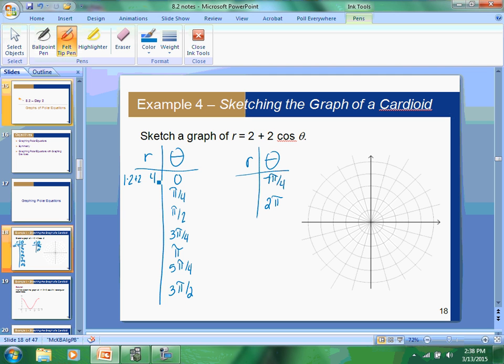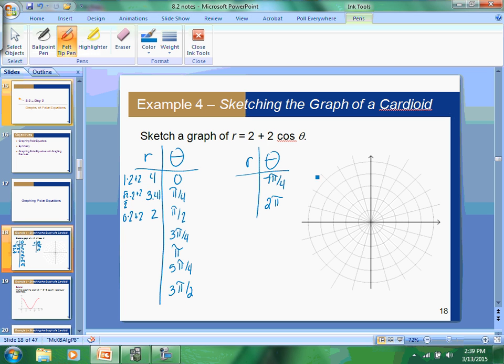Let's see, for pi over 4, the cosine of pi over 4 is square root 2 over 2, and then I have to multiply that by 2, which is going to be square root of 2. Then I have to add 2. So that's really 2 plus the square root of 2, but I'm going to write it as a decimal, 3.41, because I'm going to have to plot that distance on my polar coordinate. So I want to know about how long that little segment's going to have to be. Okay. For pi over 2, the cosine of pi over 2 is 0, and 0 times 2 is still 0, and then when you add 2 to that, you get 2.